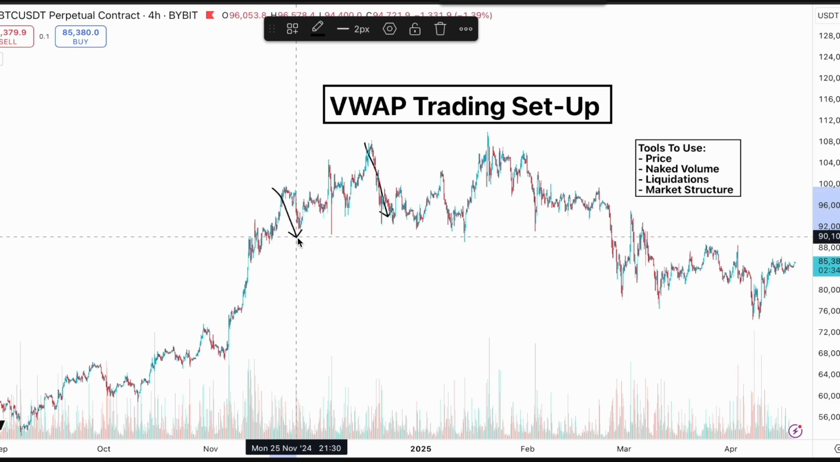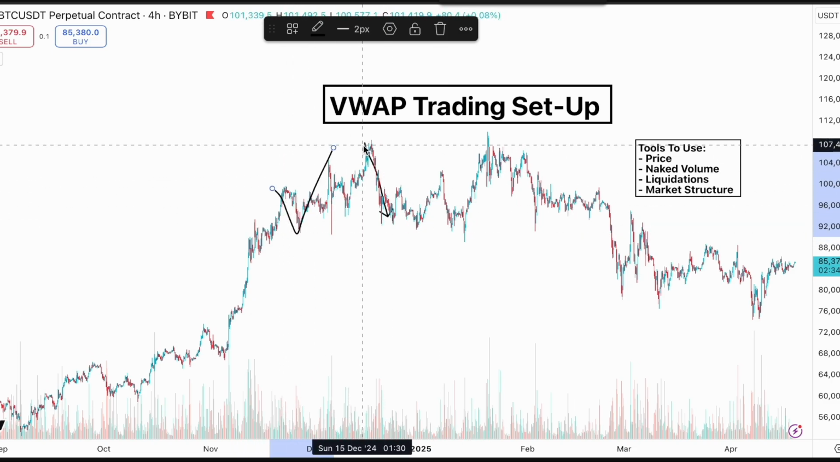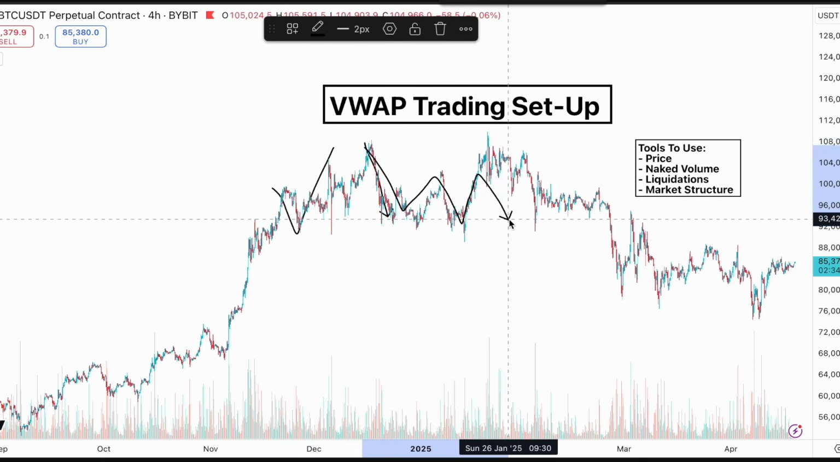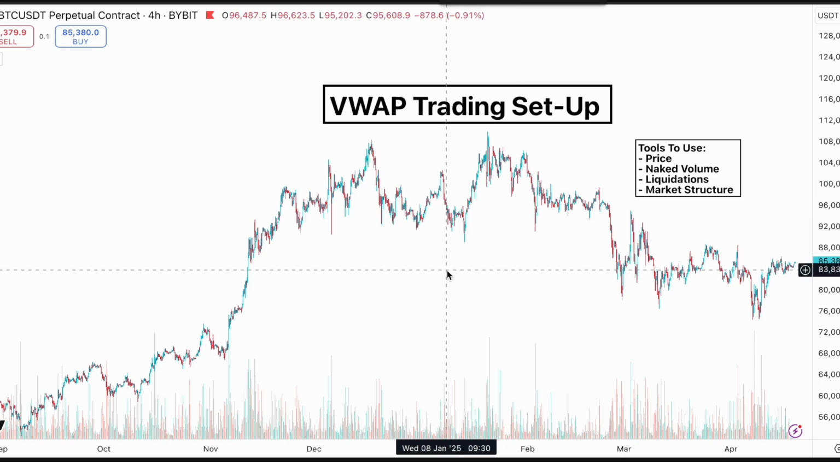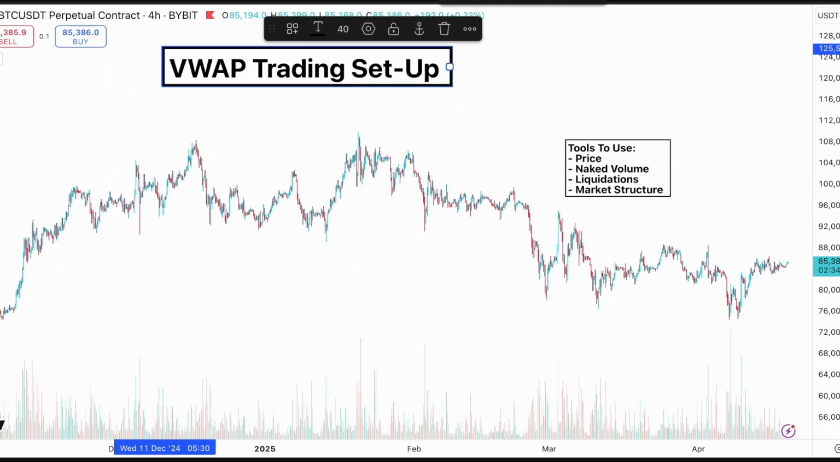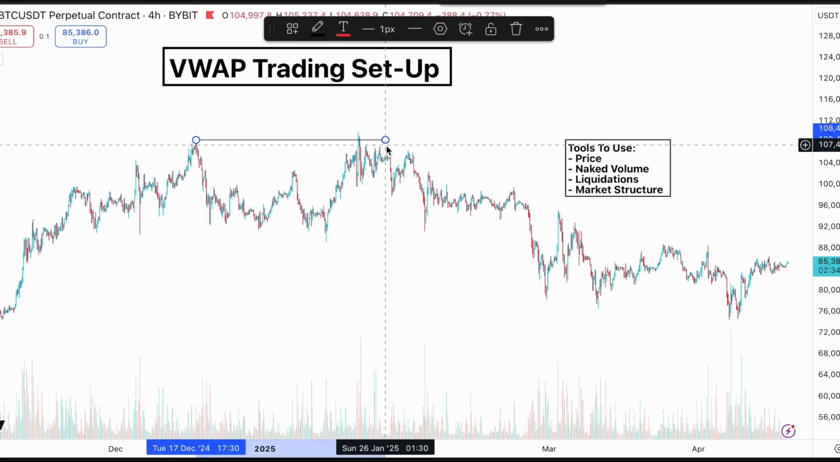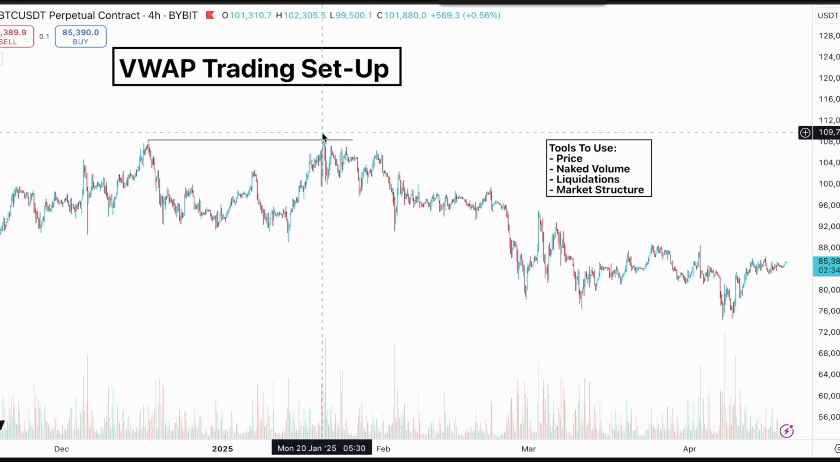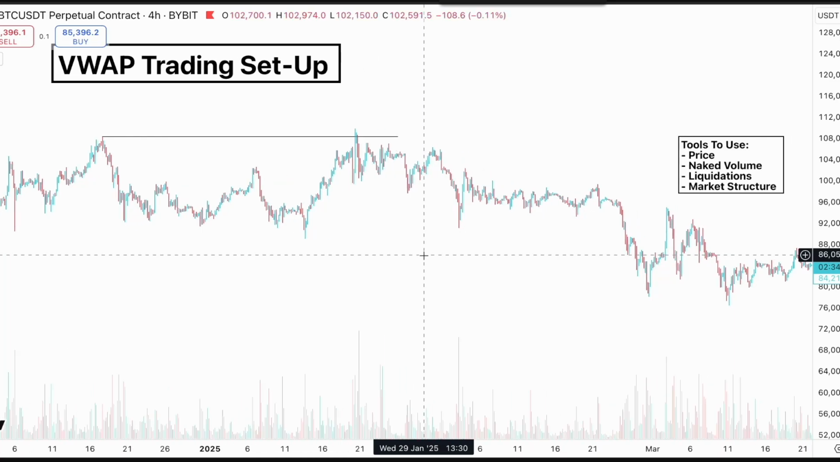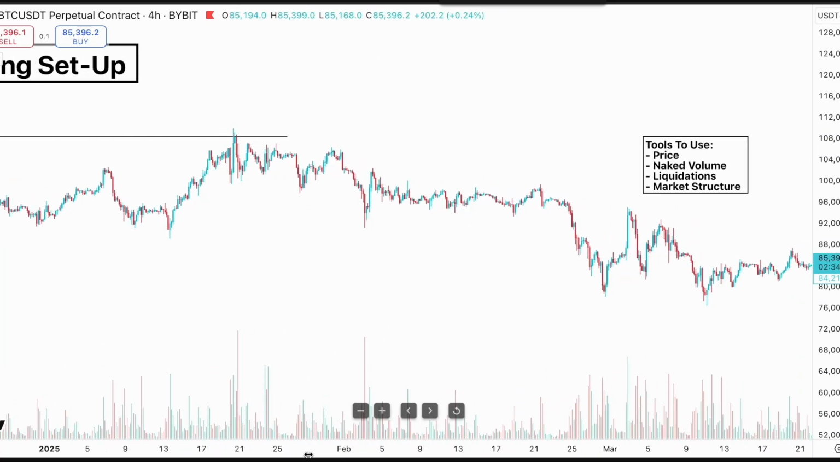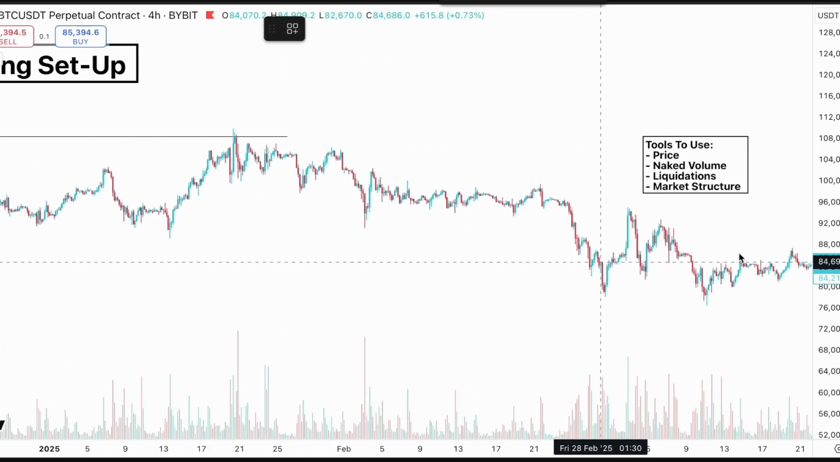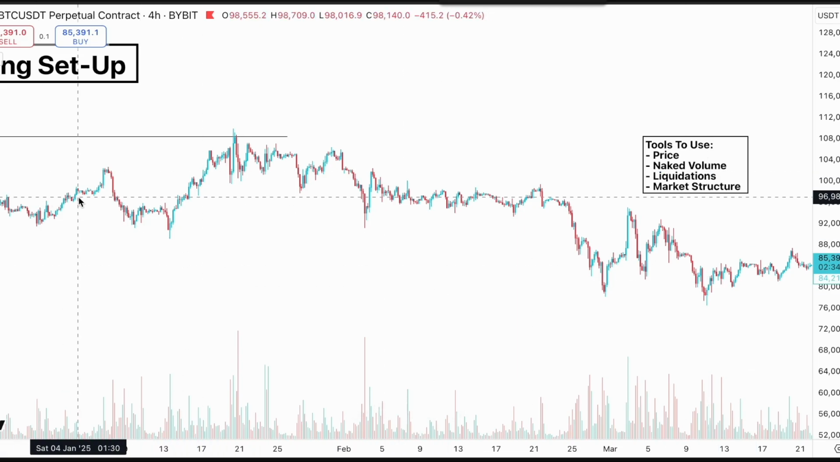Okay. Now we get to the most important part of the video. How do we use it? The checkpoints are price, naked volume, liquidations, and market structure. Now, first of all, the context of price is the most important part. If we look at the structure from our range, and this is a short that I took in the moment, and this is where we sold all our spot positions around the $105,000 mark, right? Now, how were we able to catch that?